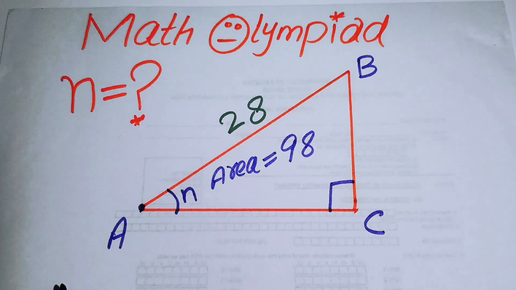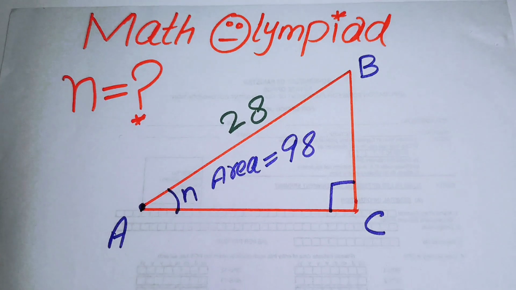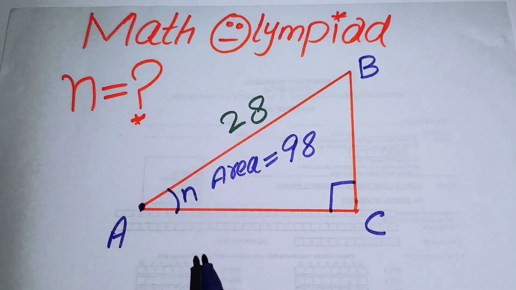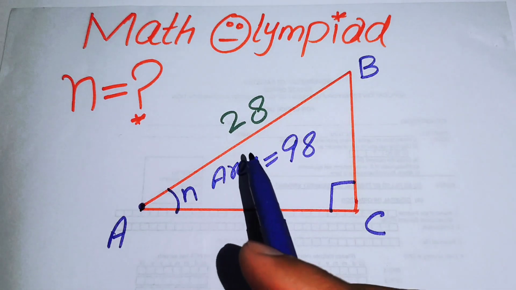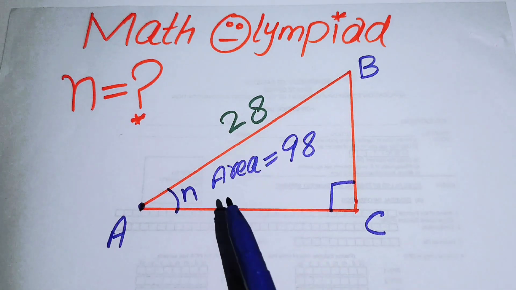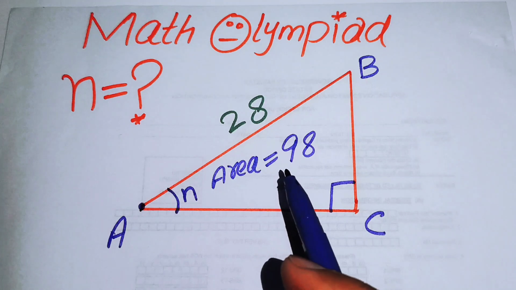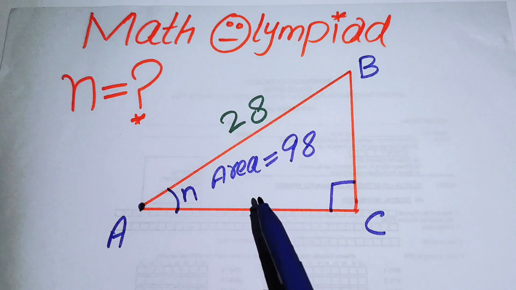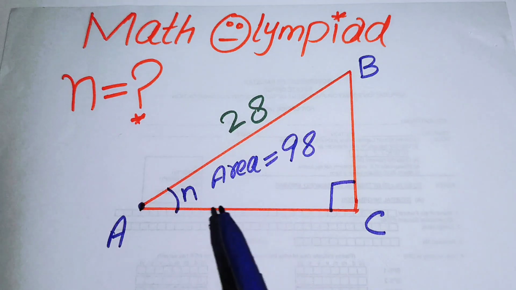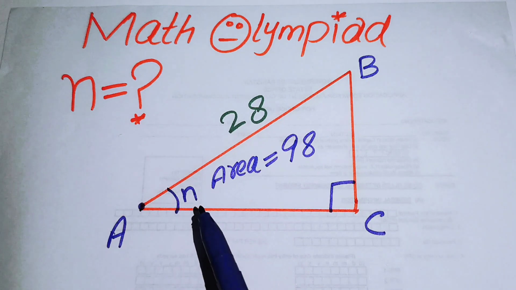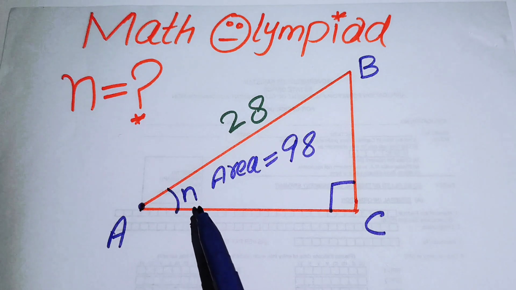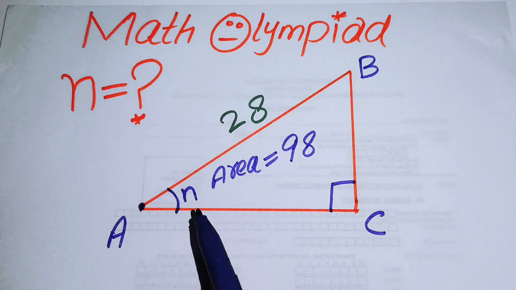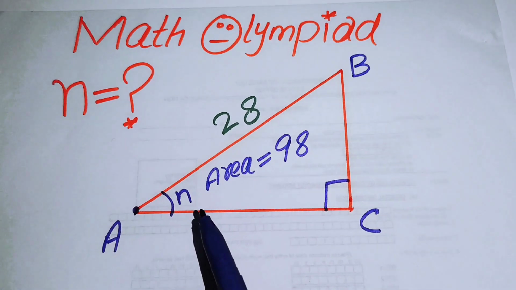In this video we are going to solve this nice math Olympiad geometric problem. Here we have a right triangle in which the length of one side is 28 and the area of this triangle is 98, and we will solve this problem for the value of this n. Here n is the angle of this right triangle, so we need to find the value of this angle n. So the very first thing we are going to do is here.